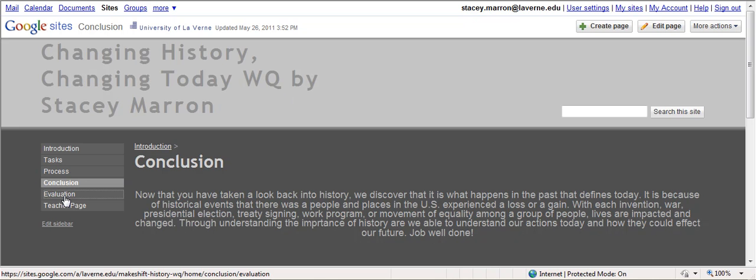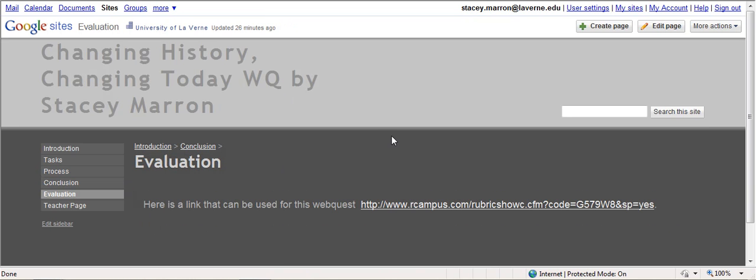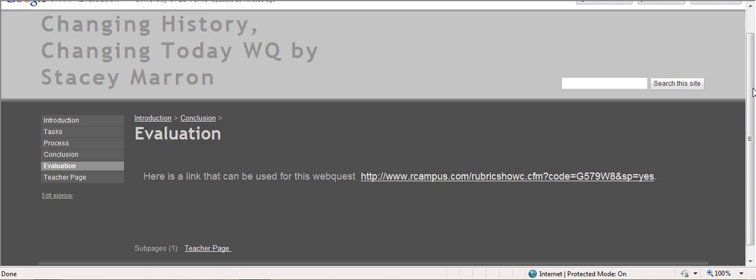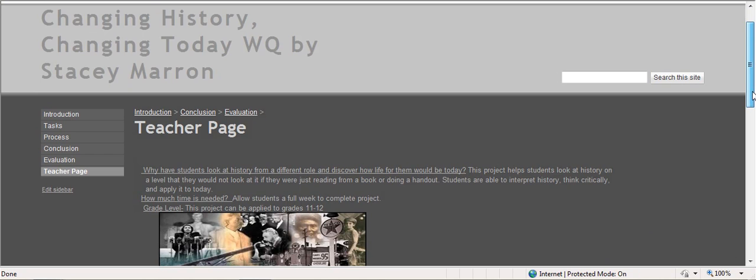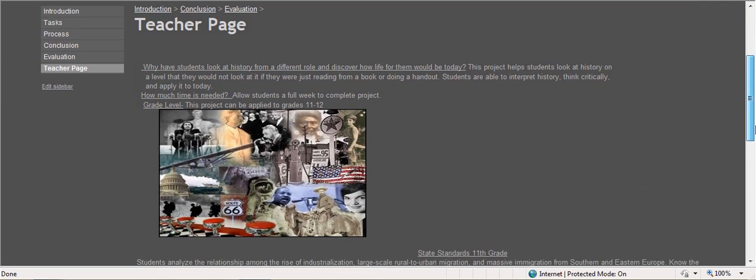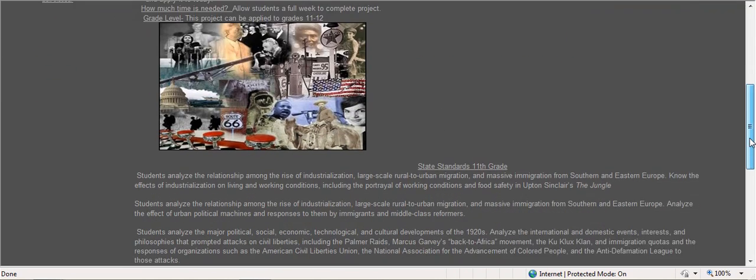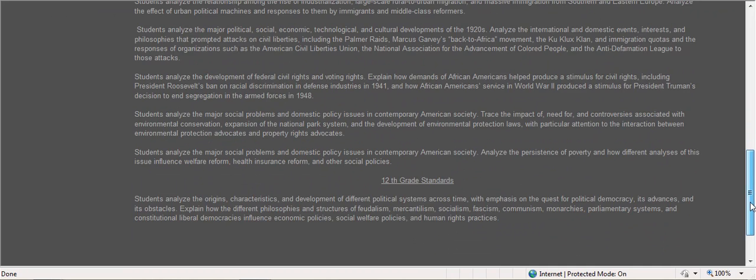Over here on the WebQuest is an evaluation page. I wasn't able to put the rubric that I created onto the WebQuest, so I've put a link here that you can click on that'll take you straight to the rubric that I've created for this WebQuest. On the last page, we have the teacher page, which is how much time will be allowed, the grade level that this project can be applied to, and the state standards for both grades that it can be applied to.